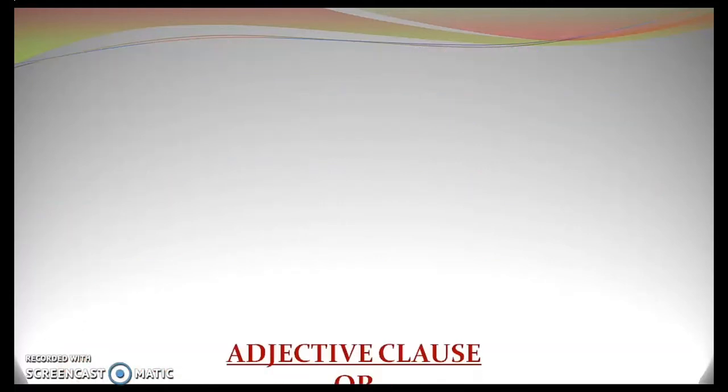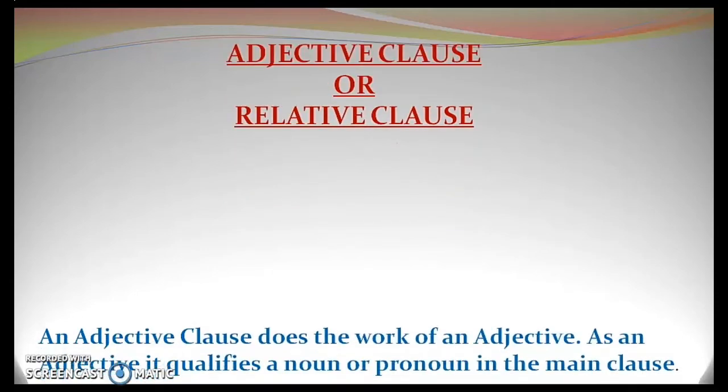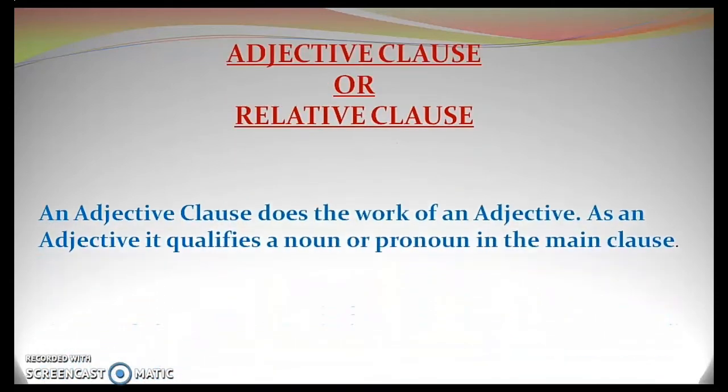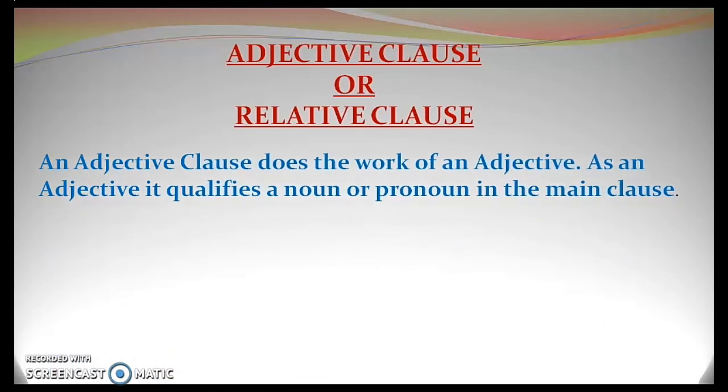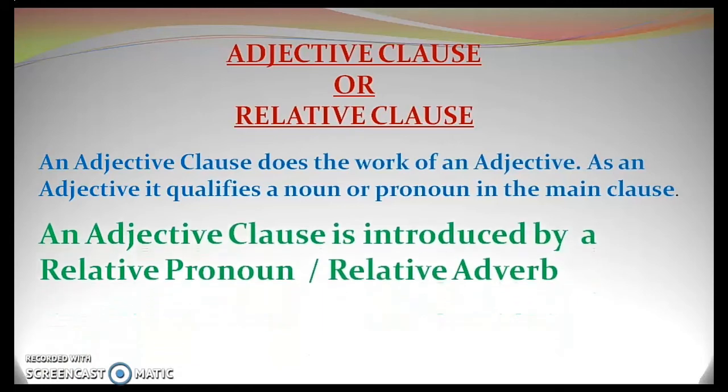Adjective clause or relative clause. An adjective clause does the work of an adjective. As an adjective, it qualifies a noun or pronoun in the main clause. An adjective clause is introduced by a relative pronoun and relative adverbs.